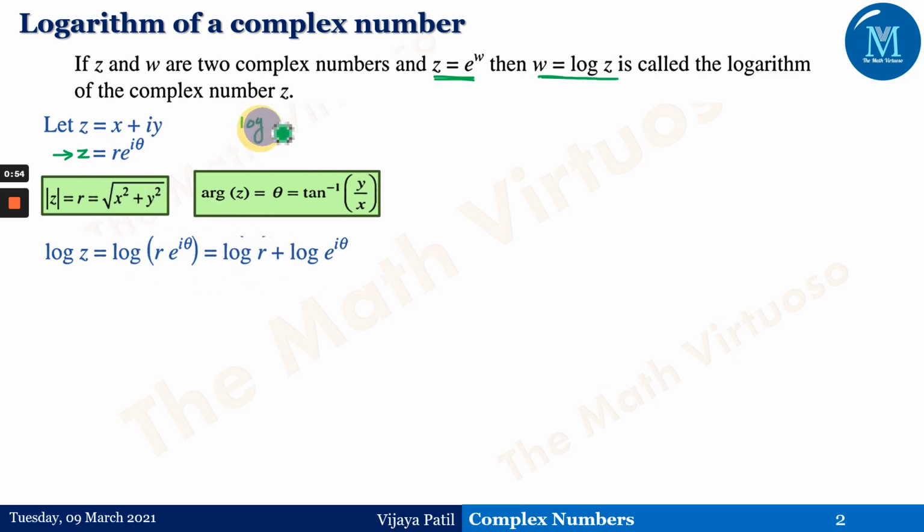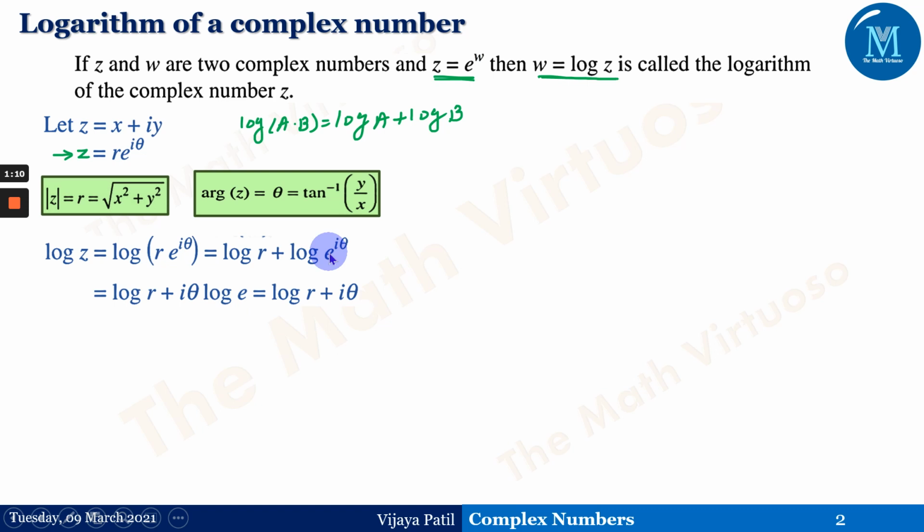Then the property of logarithm: log of a into b is equal to log of a plus log of b. This is what we have used here. After using this, we have got log of r plus log of e to the power i theta, which is equal to log of r plus i theta. Again, because of the logarithm property, the power i theta will come in front of the log, and that would give us i theta into log of e. Now this e is nothing but the base e, right? And that's the reason log of e to the base e would give us 1, and that's the reason we have written here that it is equal to 1.